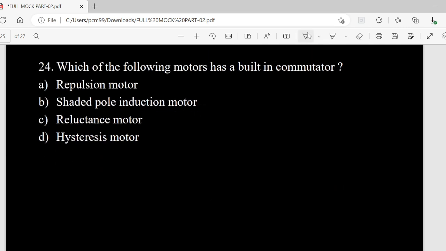Question number 24. Which of the following motors has a built-in commutator? Option A, repulsion motor. Option B, shaded pole induction motor. Option C, reluctance motor. And option D, hysteresis motor. The correct answer is option A, repulsion motor. Repulsion motor has a built-in commutator.